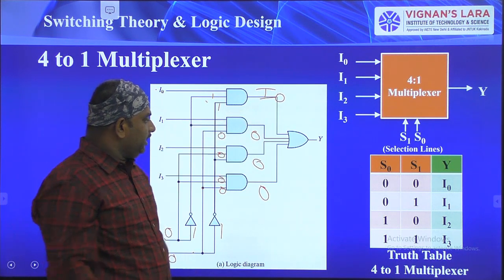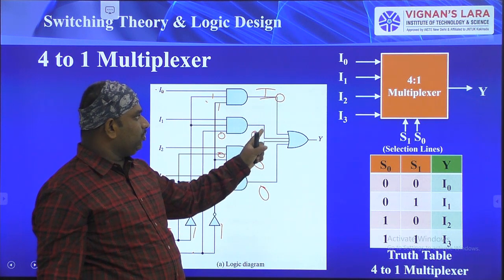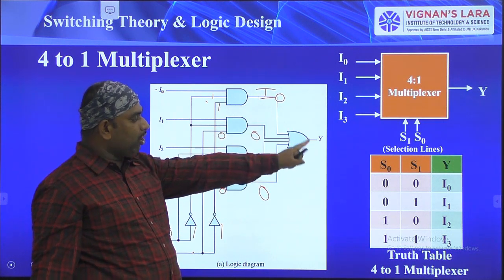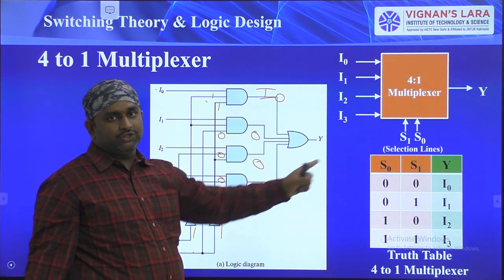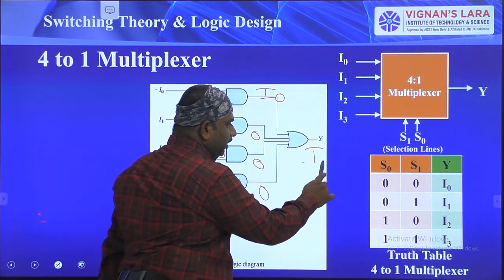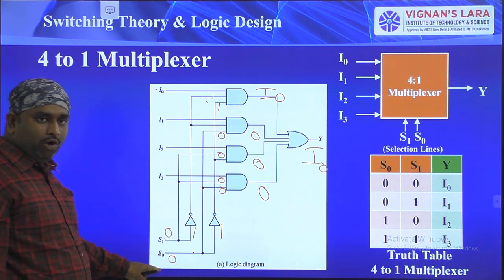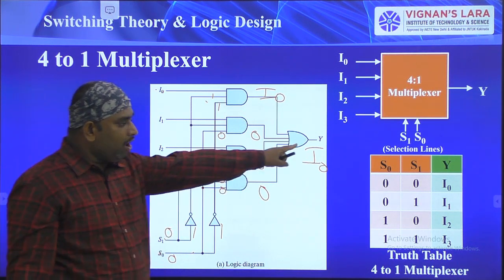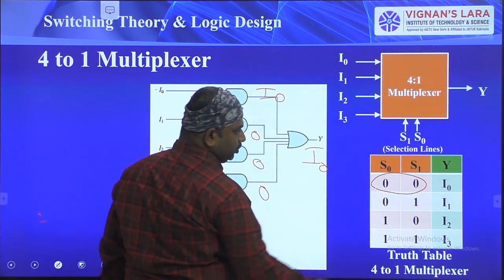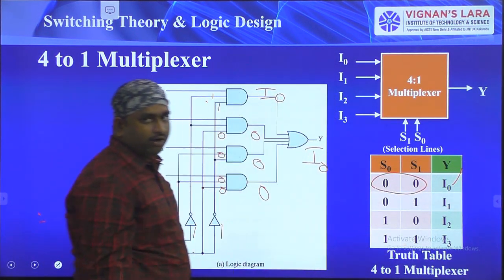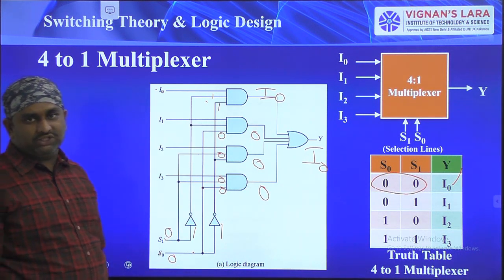So here three inputs are available for this OR gate. So 0 plus 0 plus 0. If I0 is equal to 0, the output is equal to 0. If I0 is equal to 1, the OR gate output is equal to 1. So the output Y is equal to I0. So here the input combinations are 0, 0. Then Y is equal to I0. Like in this way we have drawn this diagram.